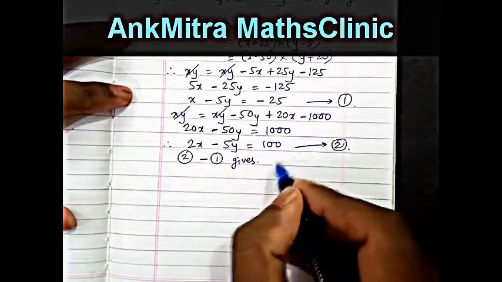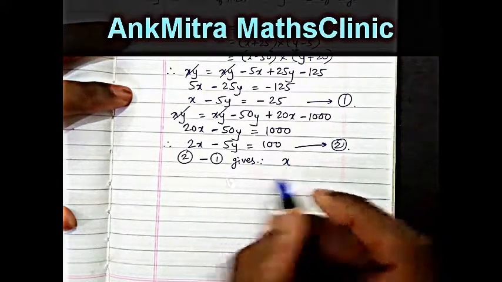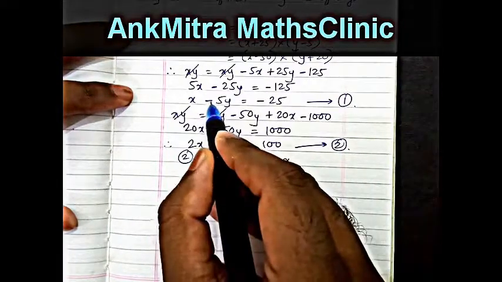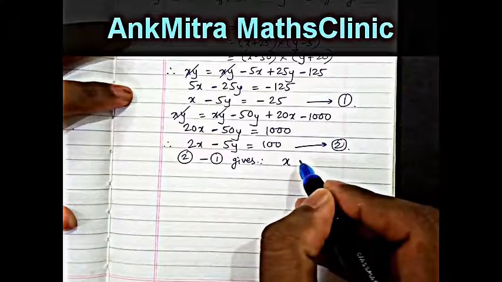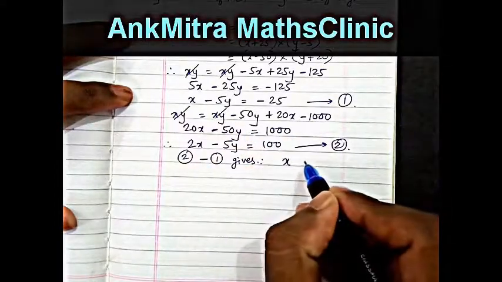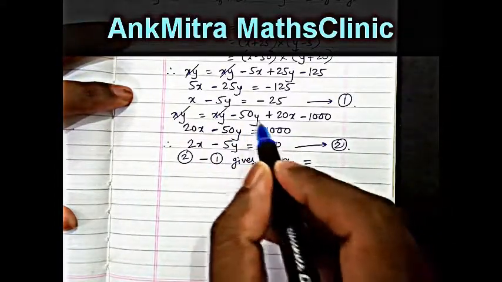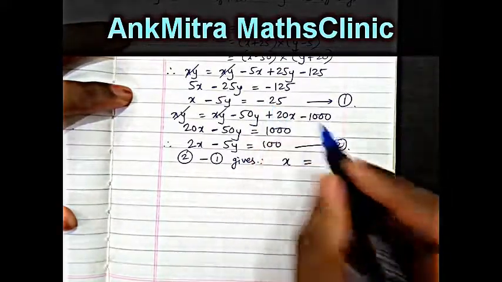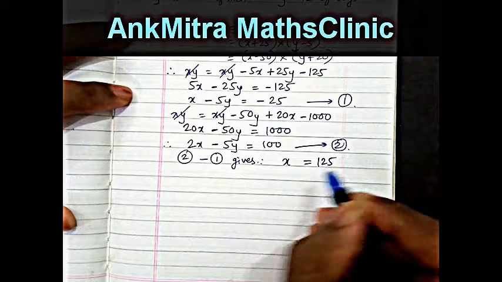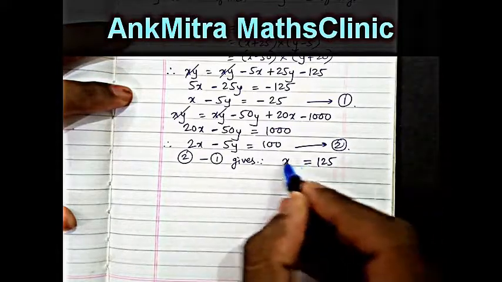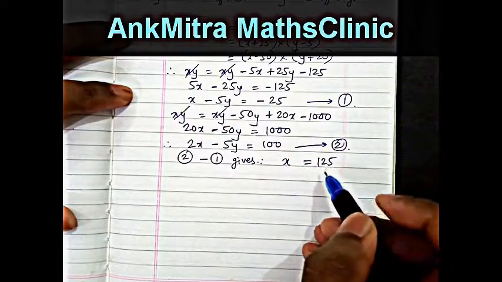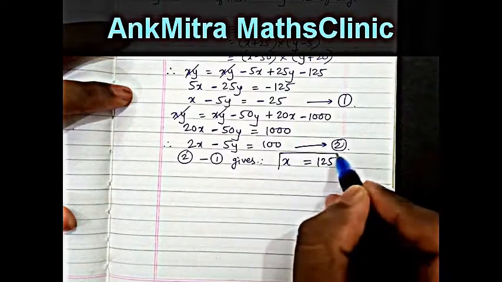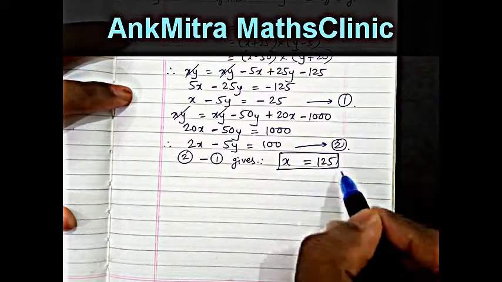2X minus X is X, minus 5Y, minus of minus 5Y will get cancelled, so it will be 0, and equal to 100 minus minus 25. So this will become positive, and 100 plus 25 will be 125. Therefore, X is equal to 125. That is, the number of men originally working on the project is 125. So we have the value of one variable.